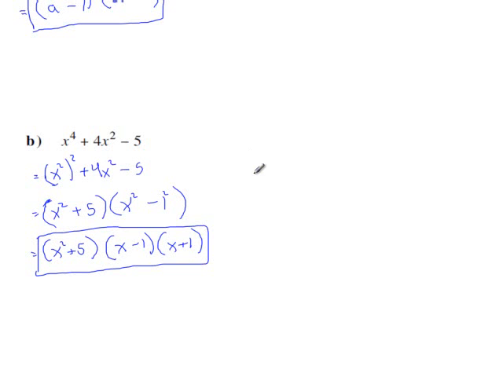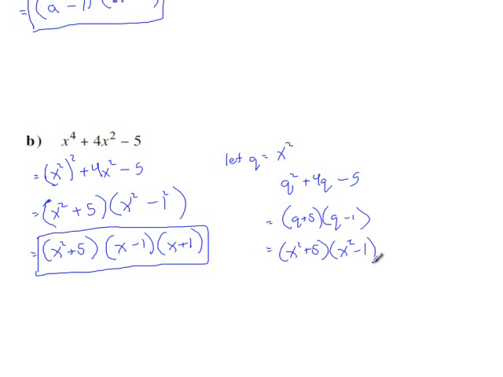If you had started from this step and substituted a variable, that would be fine too. I can say let q equal x squared, and then when you sub it in, you would get q squared plus 4q minus 5, which equals q plus 5 times q minus 1. Then you would have to sub back in your variables. So x squared plus 5 times x squared minus 1. And then recognize that that x squared minus 1 is a difference of squares and can be factored further. So x squared plus 5 times x minus 1 times x plus 1. You would get the same answer. So it's up to you whether you want to use this method or not.